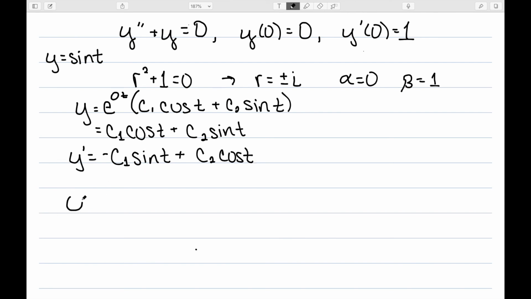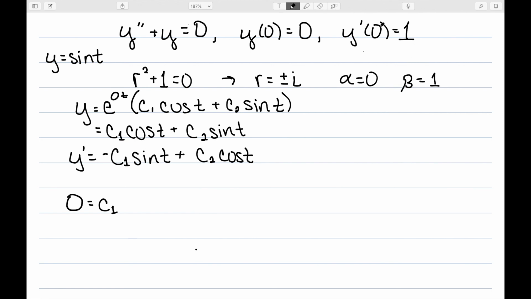My first initial condition says that y of 0 is equal to 0. So y is equal to 0 whenever t is equal to 0. This would be c1 times cosine of 0, which is 1, plus c2 times sine of 0, which is 0. So I have 0 is equal to c1.